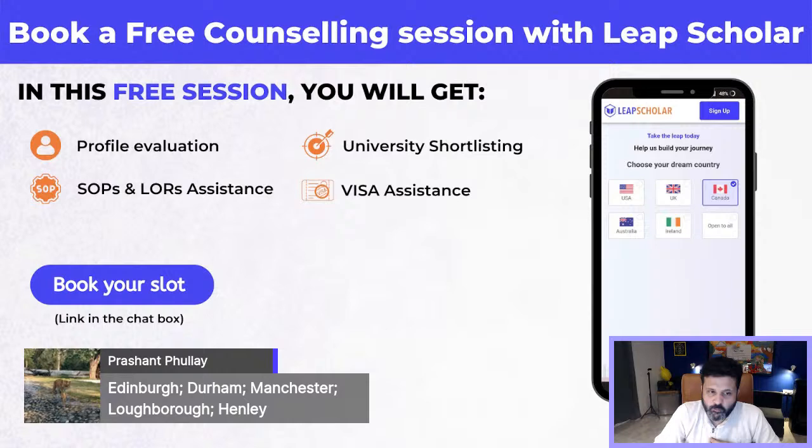But if I had to choose for myself, I'll choose Edinburgh first because of its world rankings. It's better ranked than Manchester. Edinburgh, followed by Manchester, then Durham, then Henley, that's Reading Business School, University of Reading, and then Loughborough.